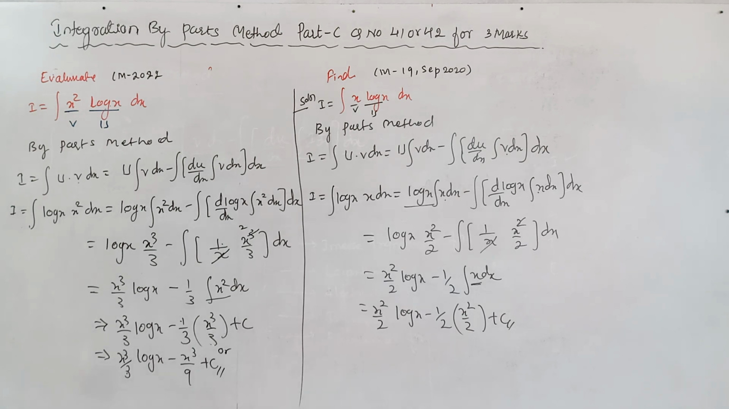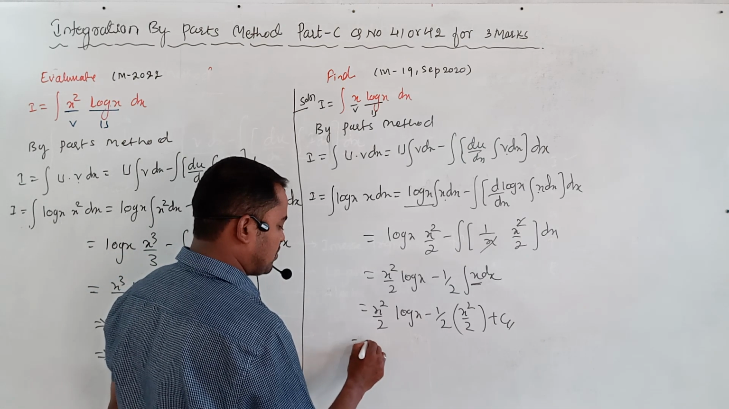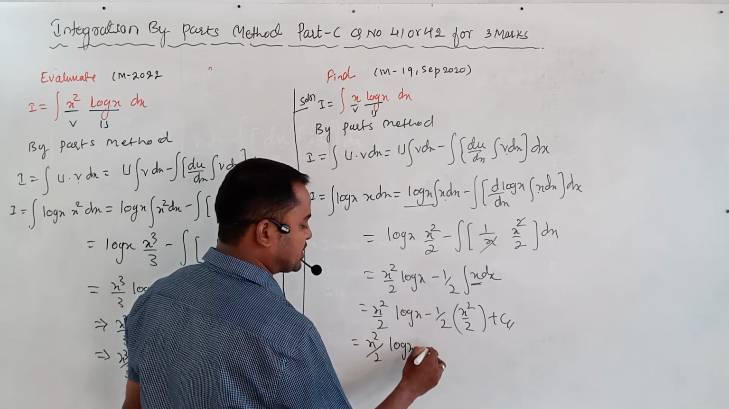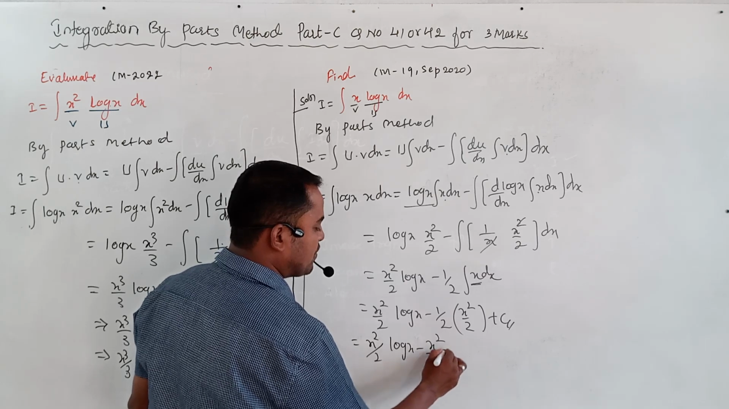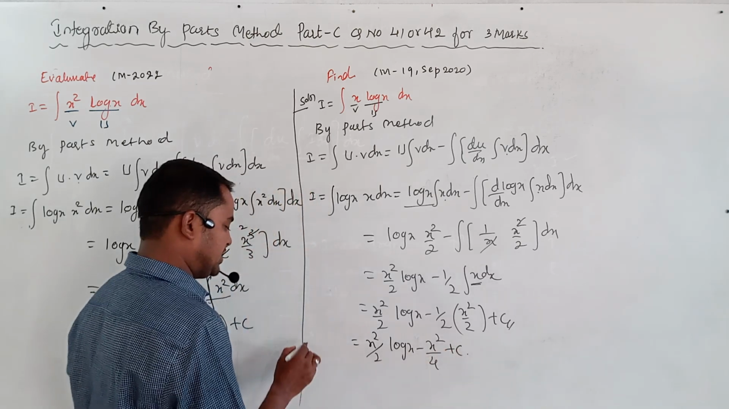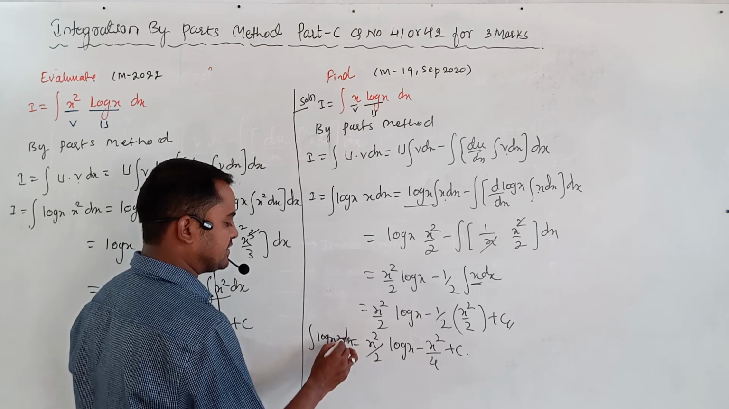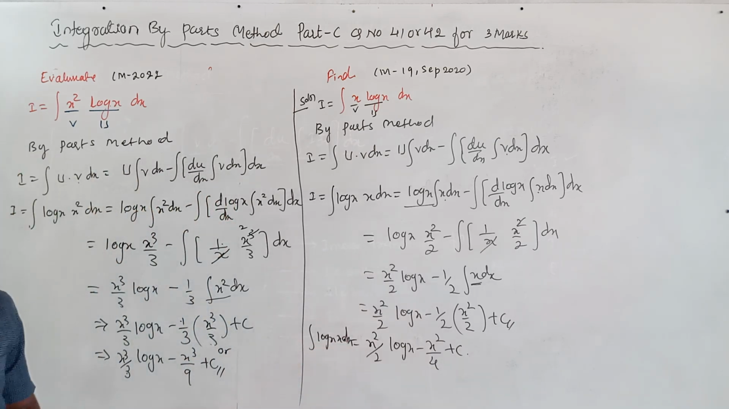Multiply and write one more step, 2 2s are 4. That is equal to x square by 2 log x minus 1 into x square, 2 2s are 4, plus c. So this is integration of log x into x dx. This is the final answer.